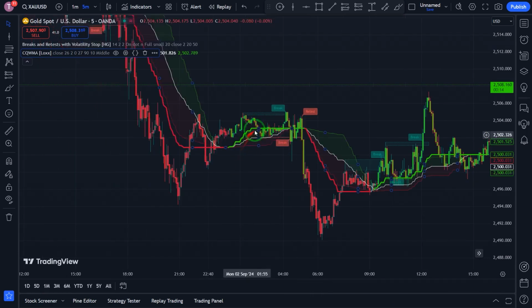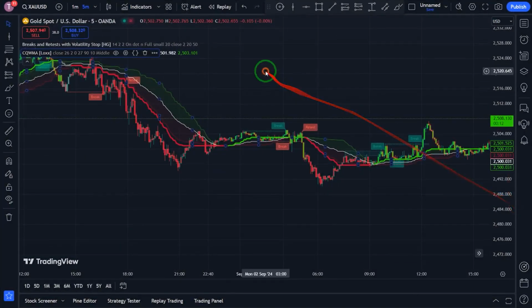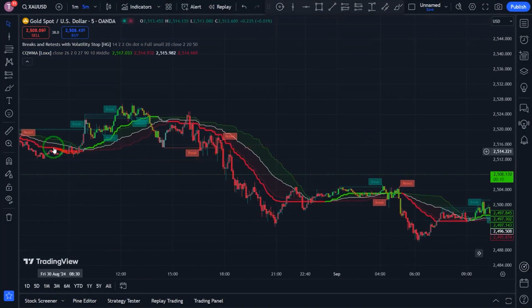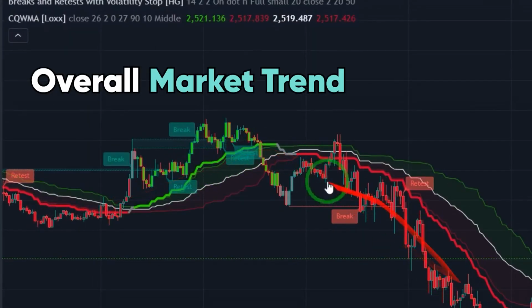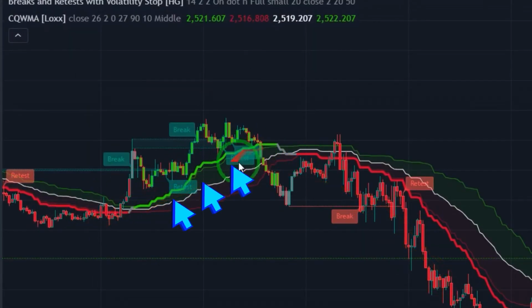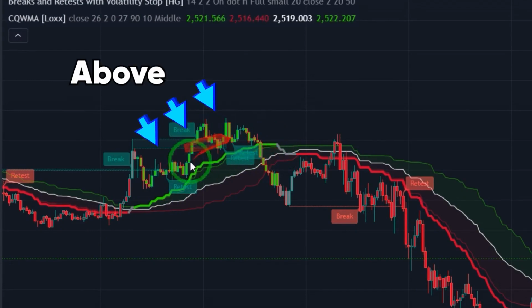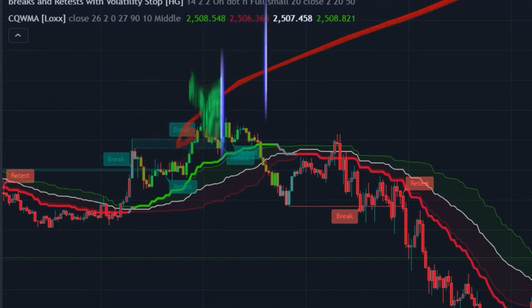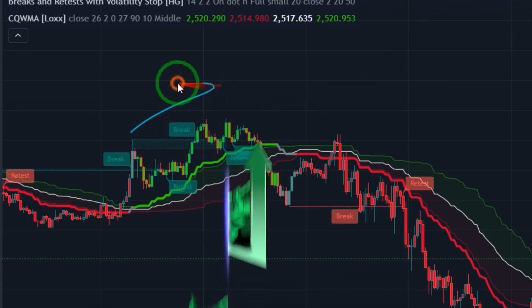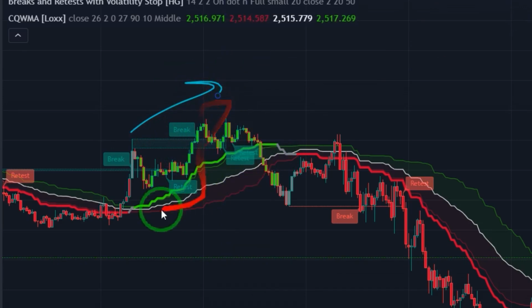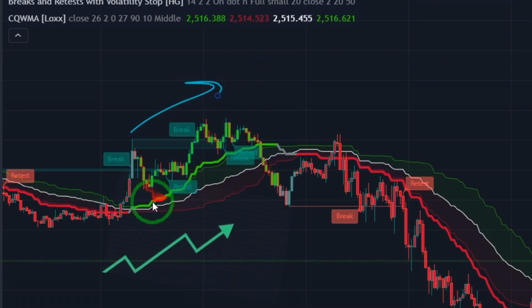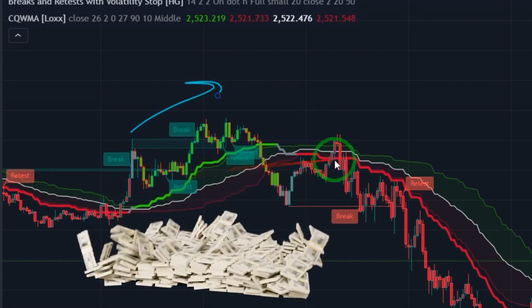Now you should know how to use this indicator. We use this indicator to identify the overall market trend. When the line of this indicator is green and all the candles are above this line, we consider the trend to be bullish. At these points, we can take advantage of price increases in the market and make good profits.